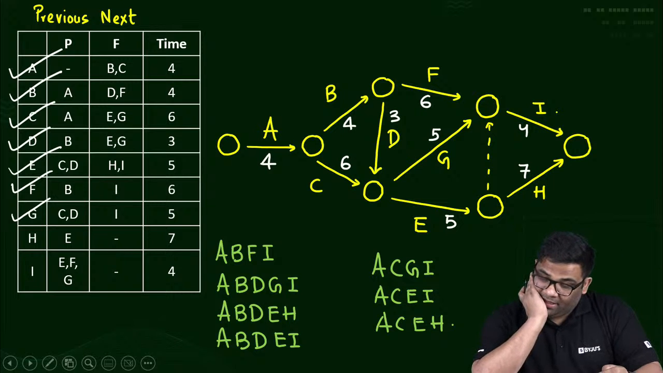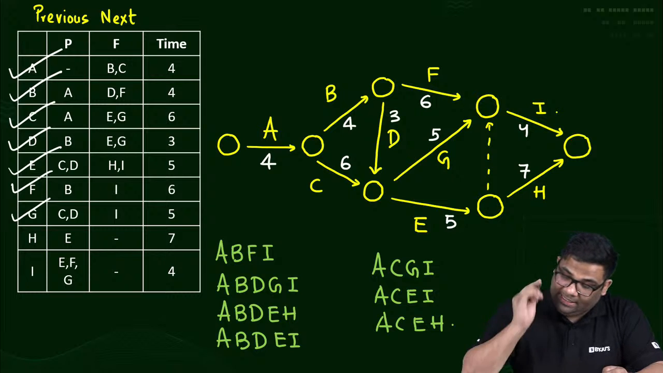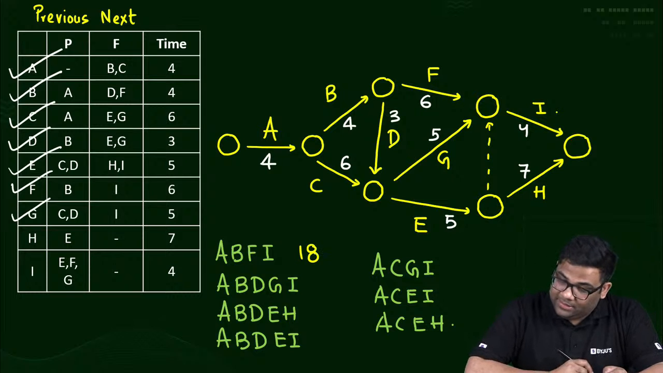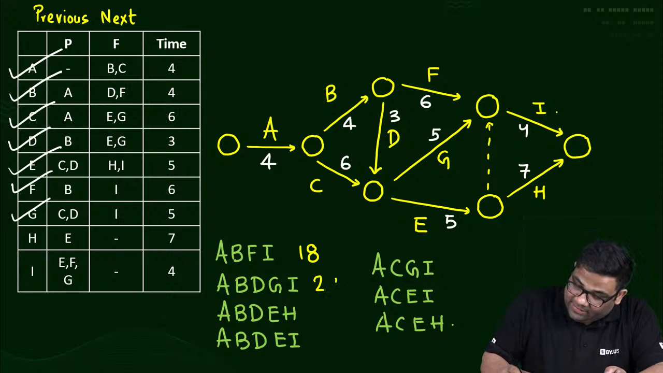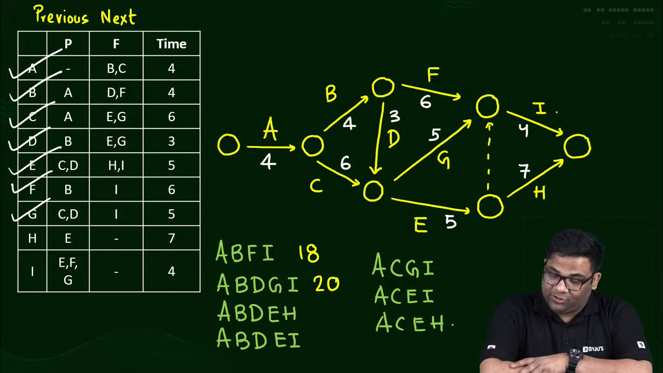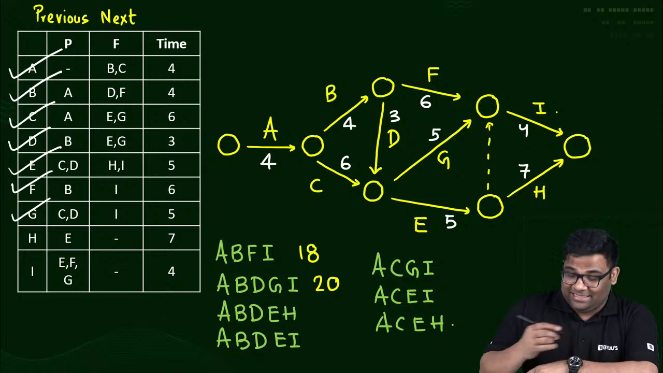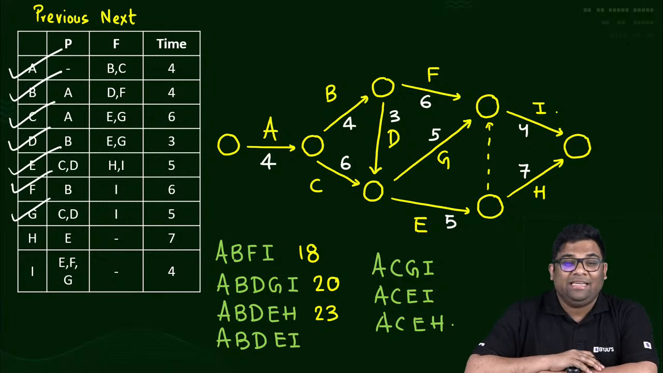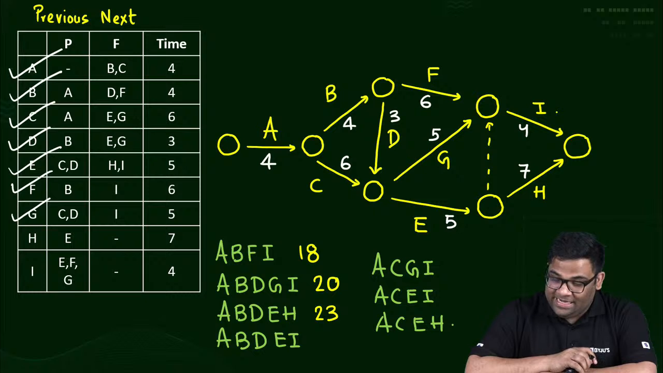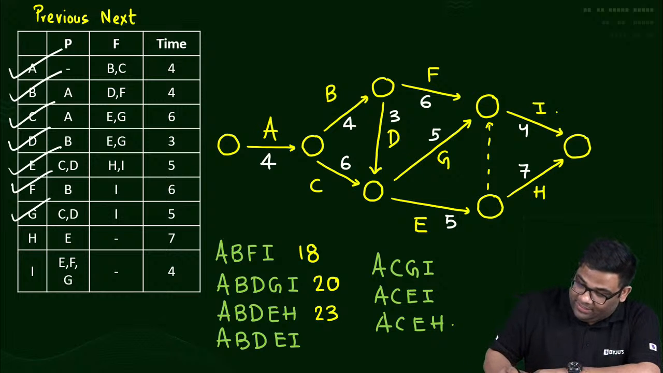Let us see. A, B, F, I is how much? 18 days, right? Then A, B, D, G, I: 8, 11, 11 plus 16, 20 days, right? Then A, B, D, E, H: 12 plus 3, 15, 15 plus 8, 23. Ladies and gentlemen, 23. Then A, B, D, E: 11 plus 5, 16, 16 plus 4, again 20 days.